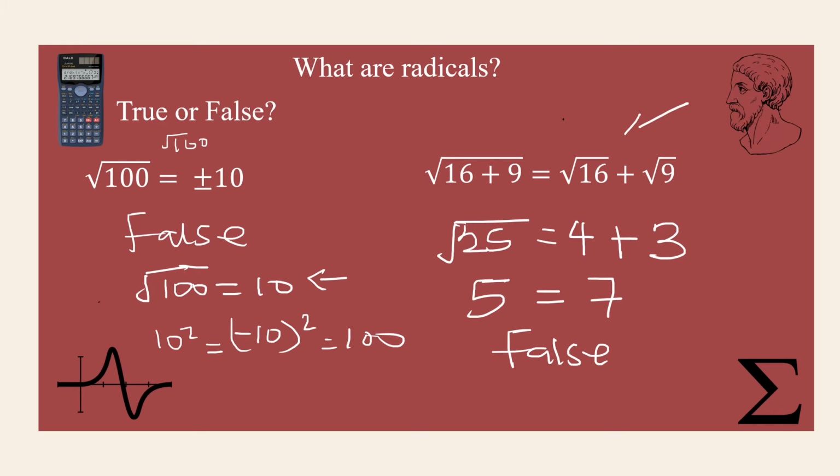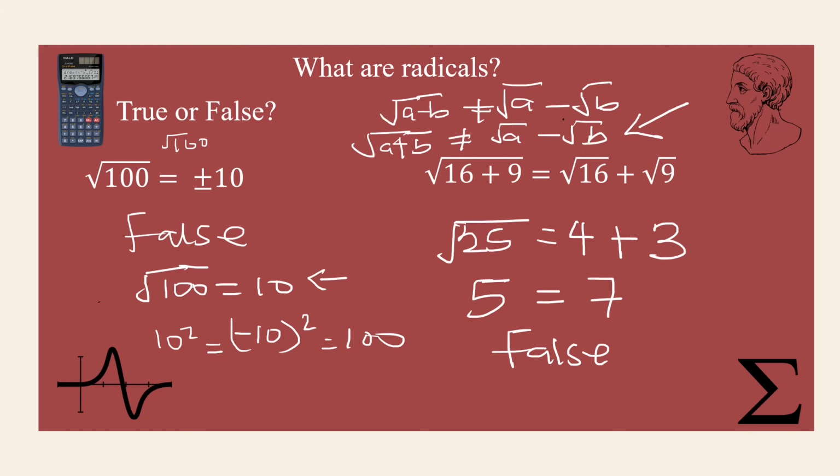This is actually a really good lesson: with adding and subtracting square roots, the square root of a minus b is not necessarily equal to the square root of a minus the square root of b. Neither is the square root of a plus b equal to the square root of a plus the square root of b. When I say a and b, they're just random numbers, or letters, it doesn't matter. They're not equal. So that's an important principle to keep in mind.